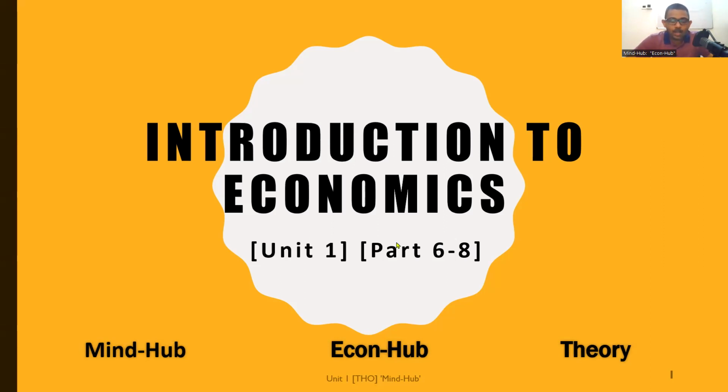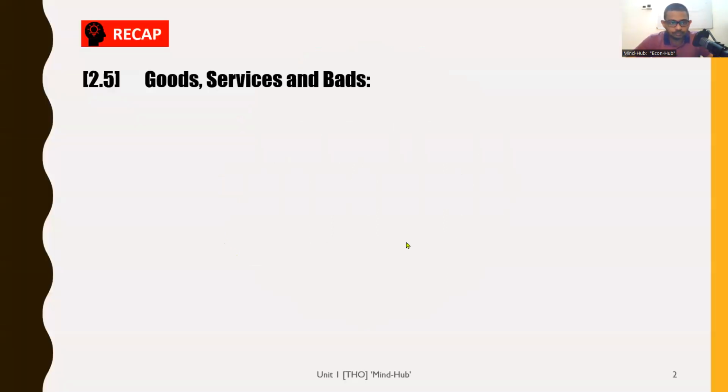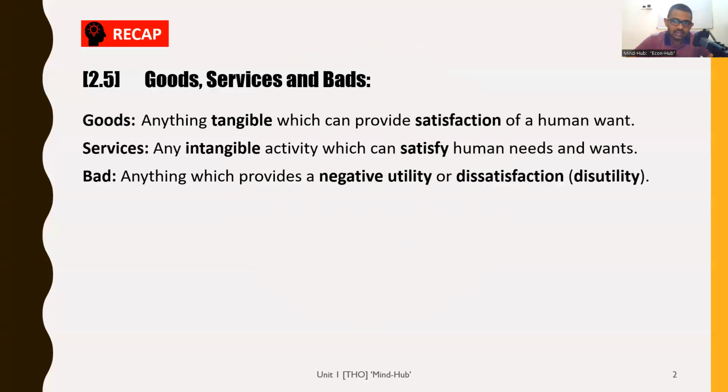Okay, right. Moving on. So we talked about goods, services, bads, right? You guys remember these concepts that we have covered, right? Goods are anything tangible that can provide a satisfaction. Services are anything intangible that provides satisfaction. Bads create negativity or dissatisfaction.